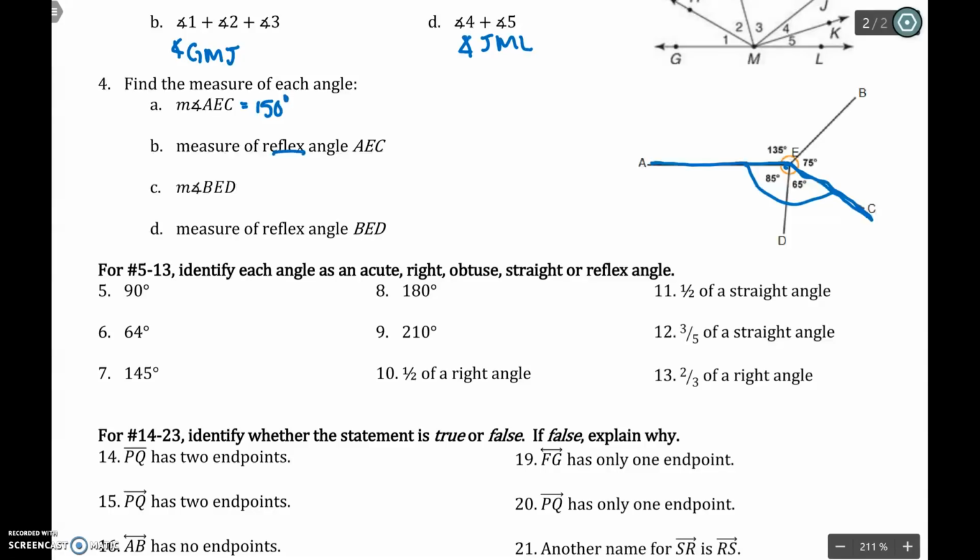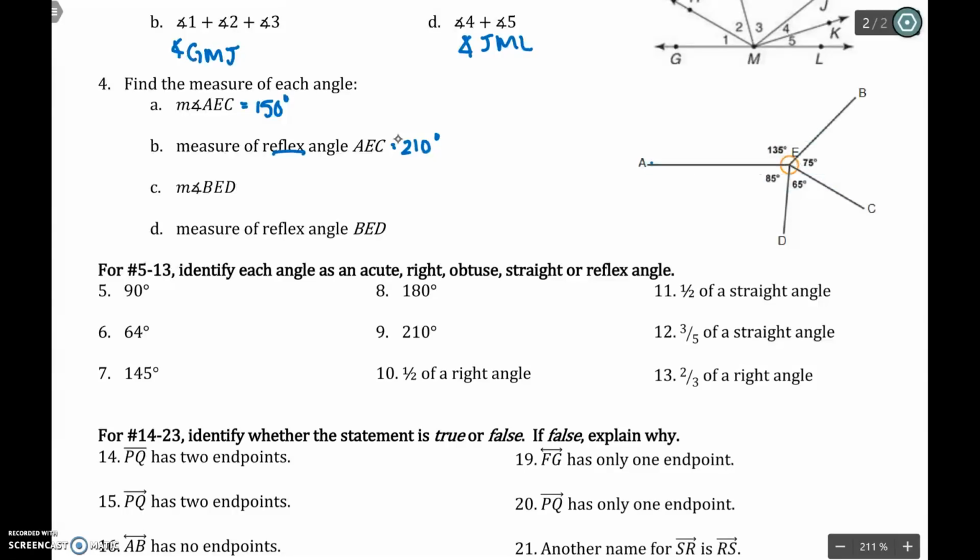For B, we're talking about reflex angle AEC. So now we're talking about going the other way and making the larger one. So it almost looks like the back of the angle, and that would be 135 and 75 together, which would be 210 degrees. And notice that together, if I were to put the angle and its reflex, that would be 360 degrees total, because that would make the full circle.